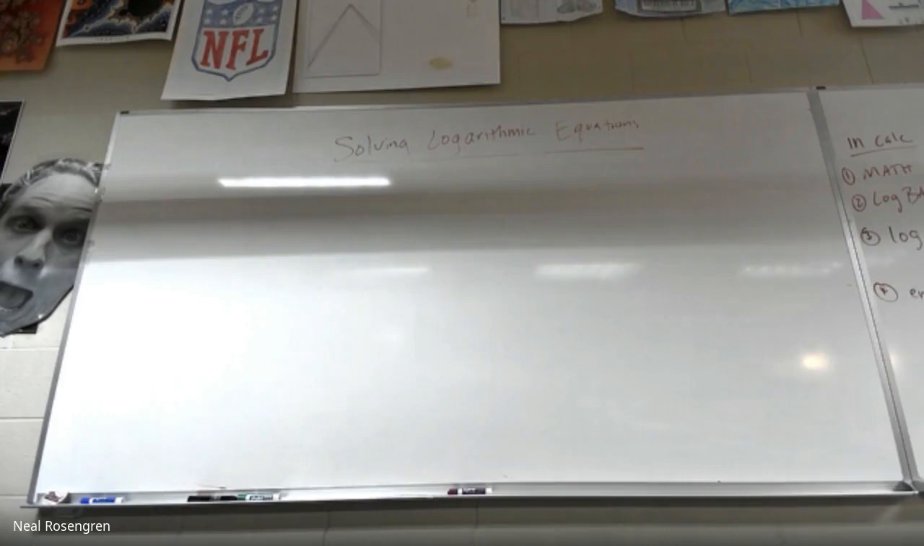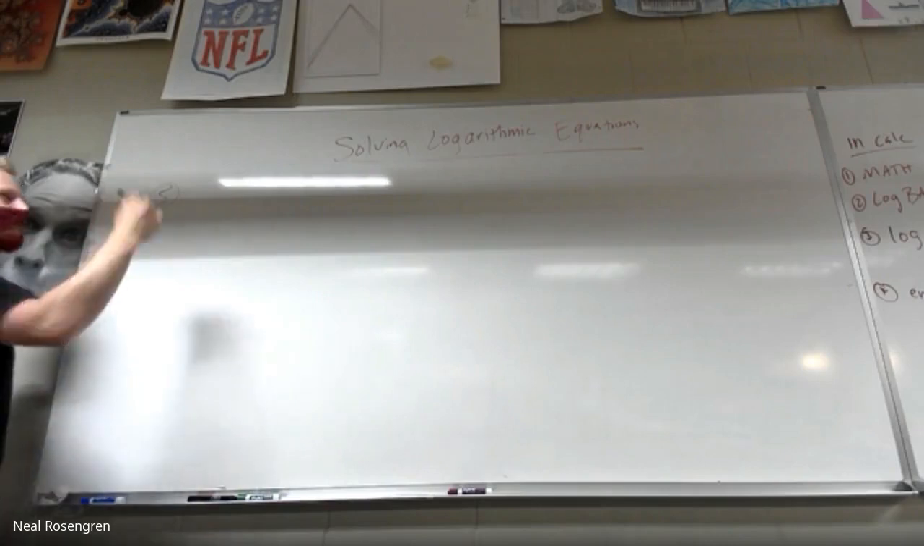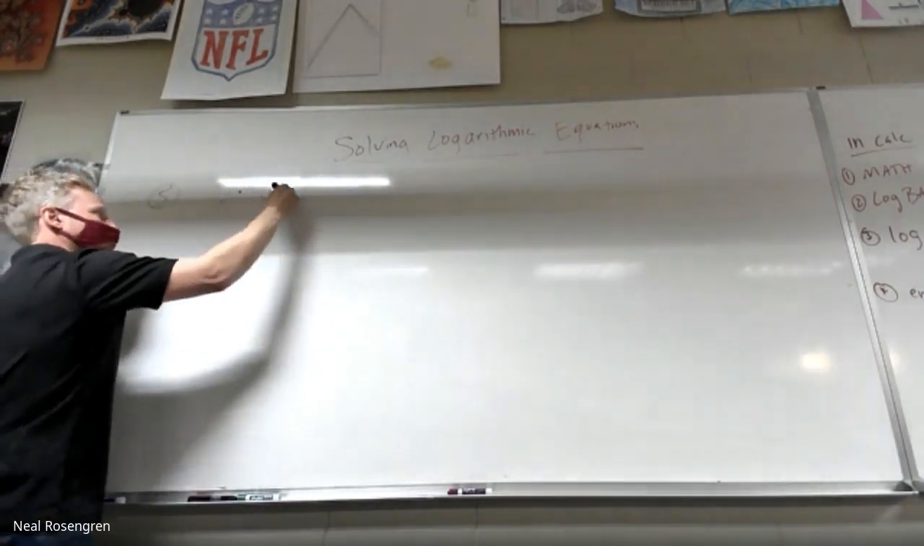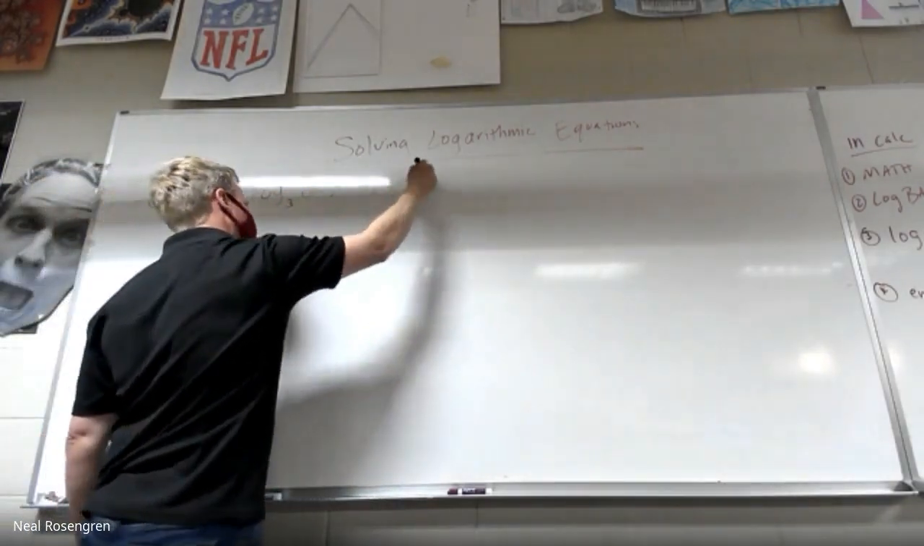So cool. All right, let's do one more, and then I'll give you a couple to try, and then we'll get out of here. Call this one number 5. I'm gonna mess with the log now. 2 times log base 3 of x plus 4 equals 12.